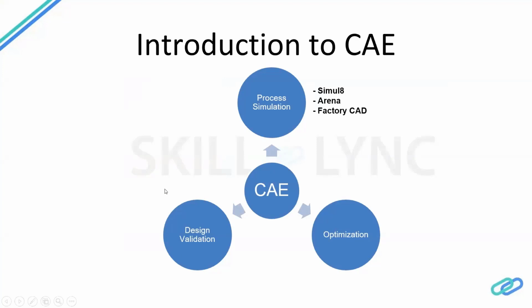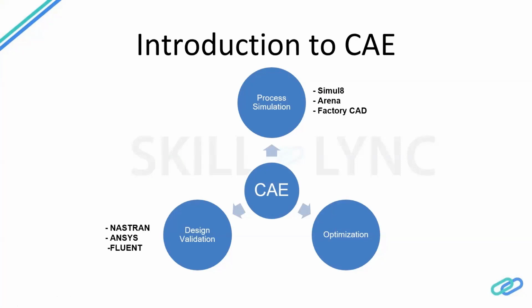And the second category of software is called design validation software, wherein we try to assess the behavior of the structure, or we try to assess the performance of a structure against predefined design conditions. Typical examples are Nastran, ANSYS, Fluent, or LS-DYNA. All are typical design validation software.